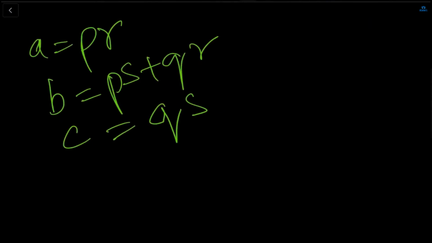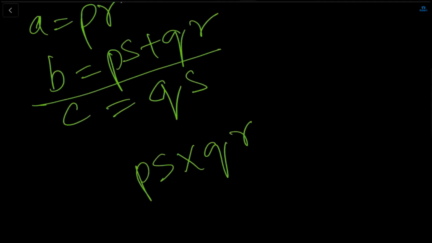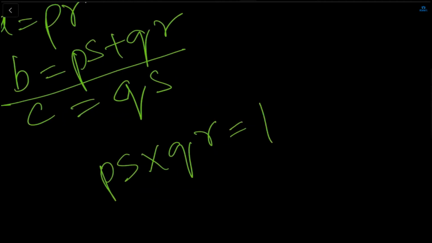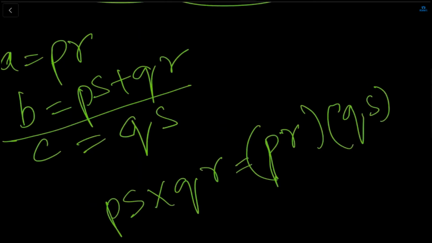Now, you see that b is the sum of two numbers, ps and qr. If you take the product of ps multiplied by qr, it can be written as pr times qs. Since pr is a and qs is c, the product can be written as ac.